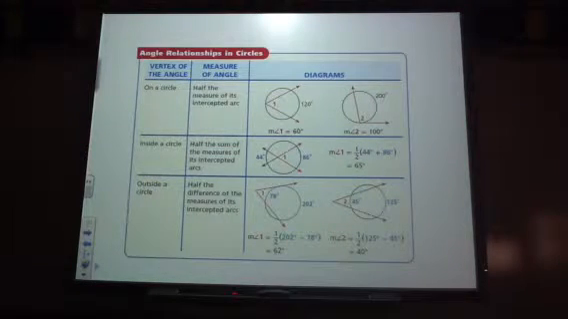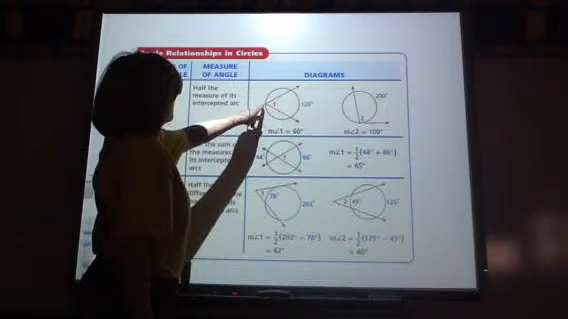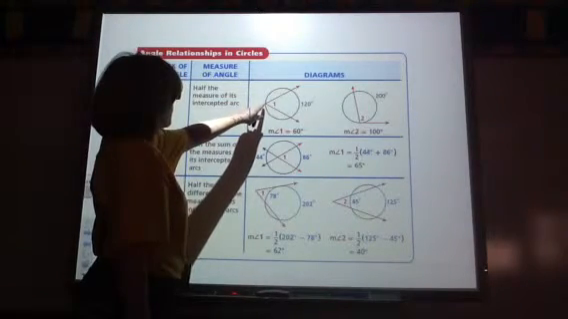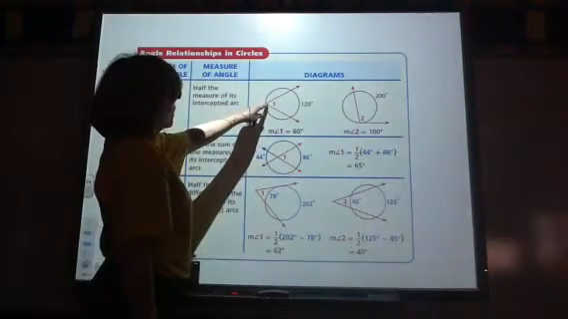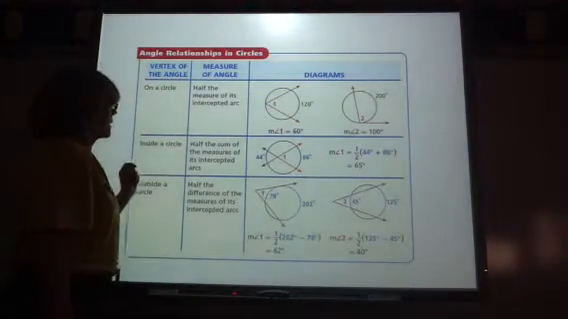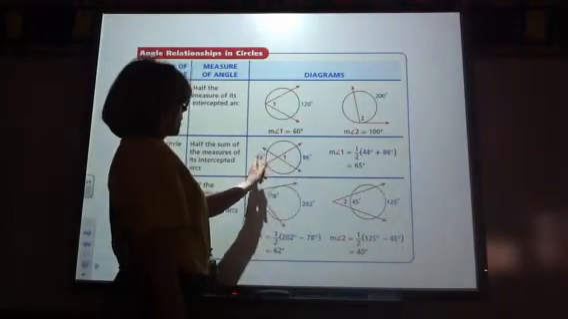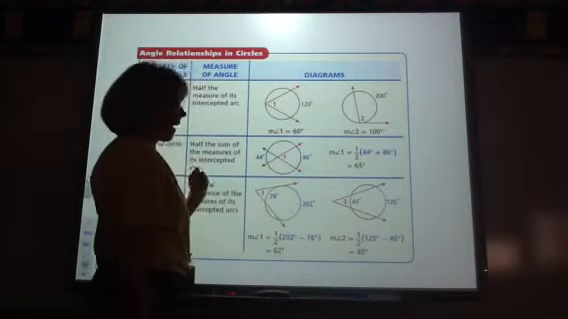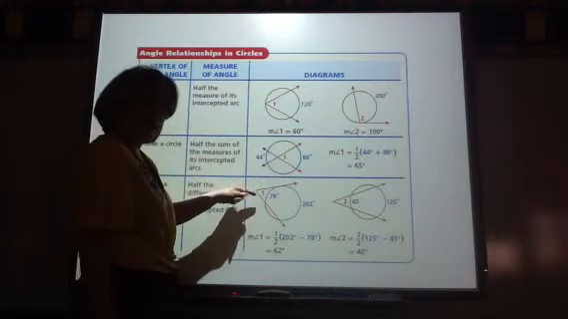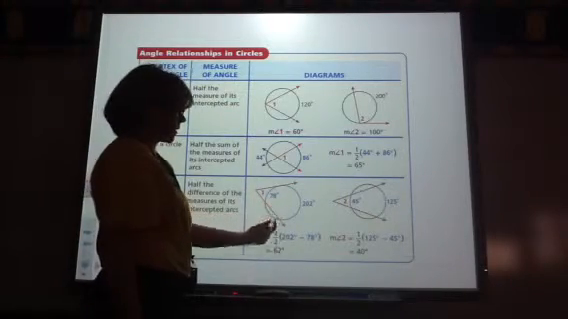All right, angle relationships in circles. So this is nothing new. This is just putting it all together. When you have it on the circle, it's an inscribed angle. So the measurement of angle 1 is half of the intercepted arc. When it is inside the circle, you take the sum of the two intercepted arcs and take half. And when the angle is outside, exterior, you take the difference of the two intercepted arcs and take half.